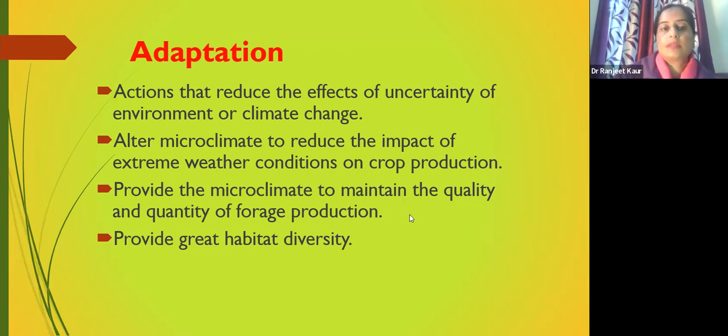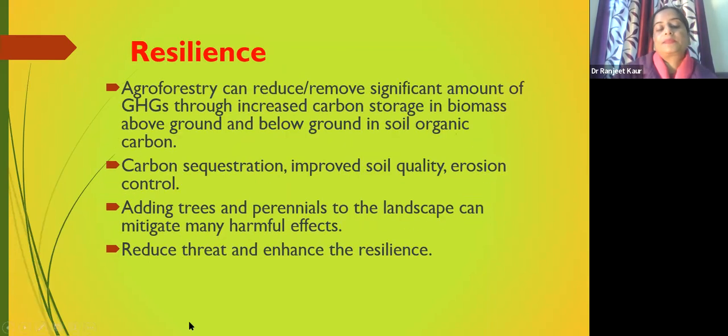Then we come to the resilience. Resilience, by definition, we mean when a system comes back to its original position. Suppose there is some disturbance, and when it comes to the normal condition, that process is known as resilience. So agroforestry helps to reduce many greenhouse gases from the environment, to increase carbon storage in their biomass above ground as well as below ground in the soil organic carbon.